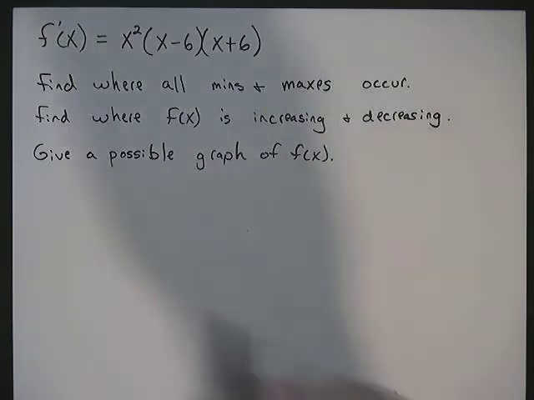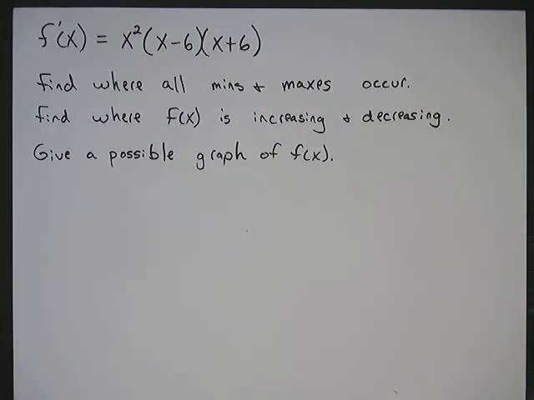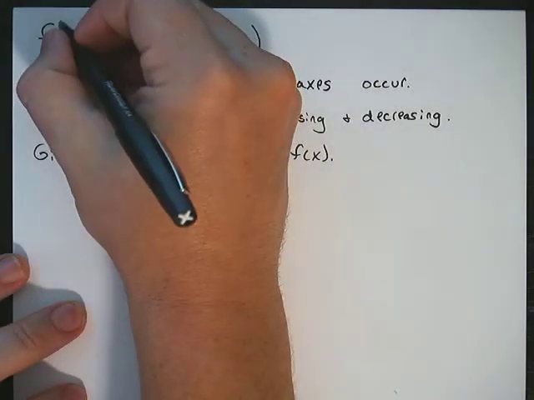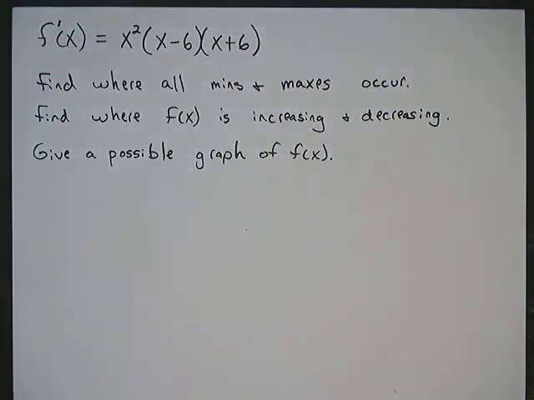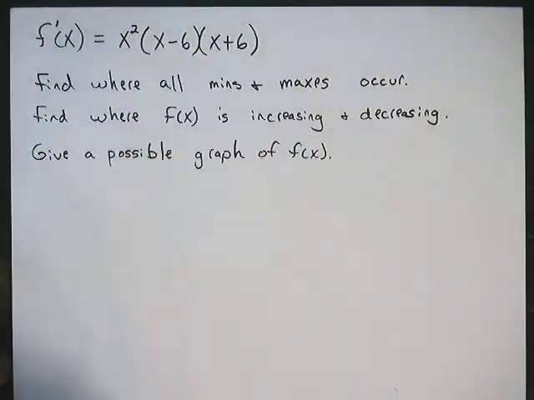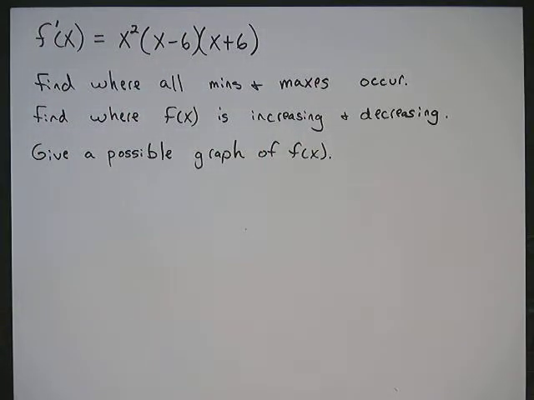Okay, so the first thing of note is that this is the derivative function. This is not the original function. This is not f of x. This is f prime of x. And keep in mind that with the derivative function, you're dealing with a slope function. So this represents the slopes of the original function.